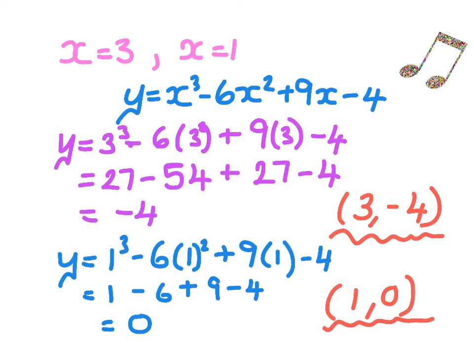So far, I know about this curve that I have a stationary point at 3, negative 4, and I have a stationary point at 1, 0. What I don't know is what those stationary points look like. Are they maximum turning points, minimum turning points, or points of inflection? So that's what we're going to work out next, the nature of the stationary points.